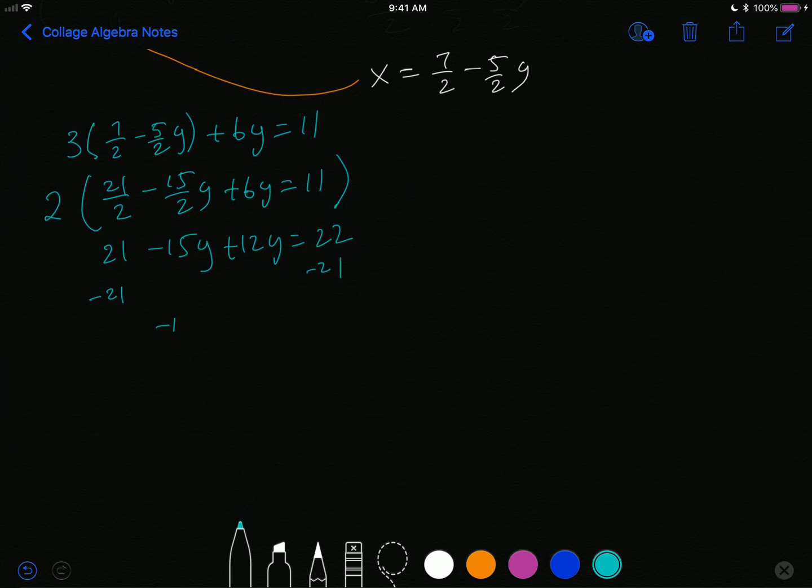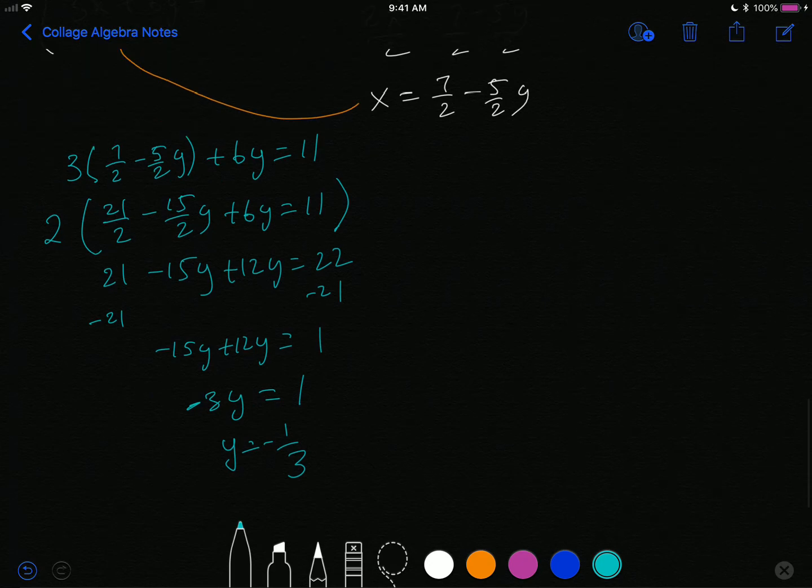And so negative 15y plus 12y equals 1. Negative 15y and 12y gives me negative 3y. And therefore y is equal to negative 1/3. Now that I know that y is equal to negative 1/3, I can find x. x is equal to 7 over 2 minus 5 over 2 times negative 1/3.